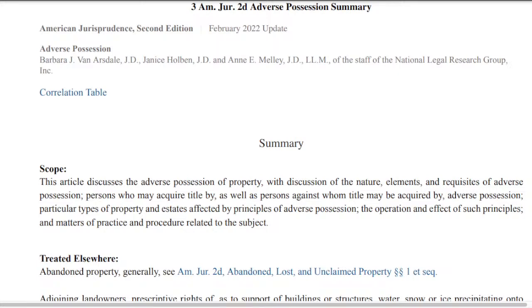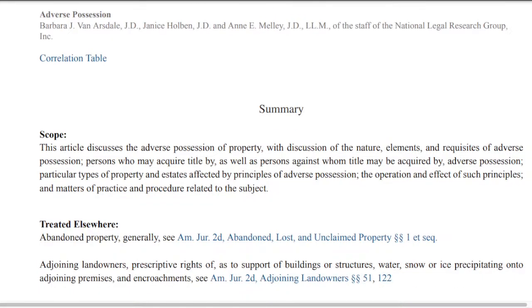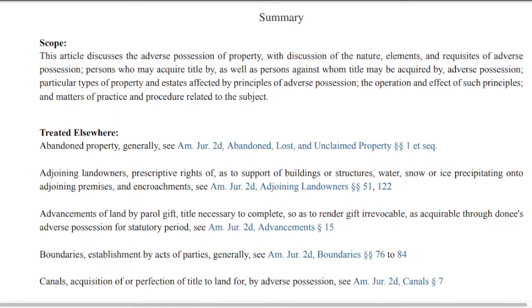Again, we're going to be going over second edition American Jurisprudence, February 22nd, 2022 update. We'll start with a summary. Scope. This article discusses the adverse possession of property with discussion of the nature, elements, and requisites of adverse possession. Persons who may acquire title by, as well as persons against whom title may be acquired by adverse possession. Particular types of property and estates affected by principles of adverse possession. The operation and effect of such principles, and matters of practice and procedure related to the subject.